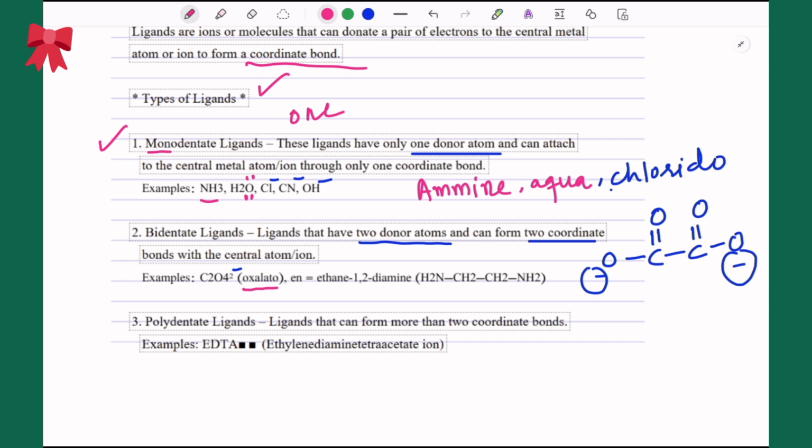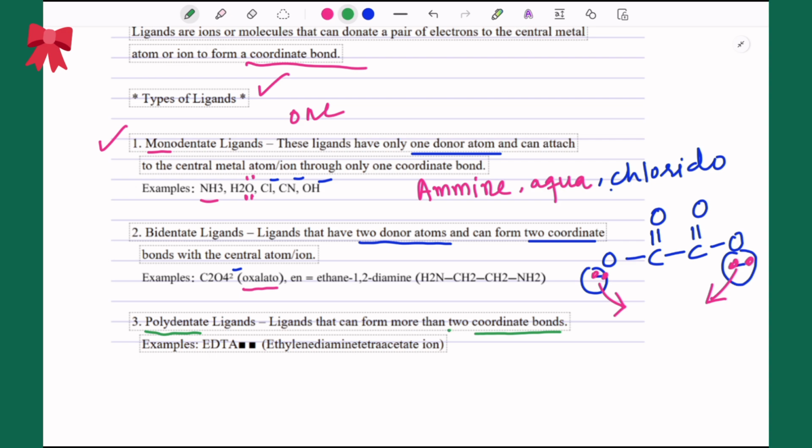So it's called oxalato. Now you can see it has two lone pairs, two unshared pairs of electrons. So these are the donors. Oxygens are the donors, from this side as well as from this side. These are the two sides from where you're going to give the electrons. So this is one donor atom and this is another donor atom. All the ligands which have two donor atoms and can donate two electron pairs will be called bidentate ligands. Naturally, then come polydentate ligands. Poly means many, so the ligands that can form more than two coordinate bonds are called polydentate ligands.